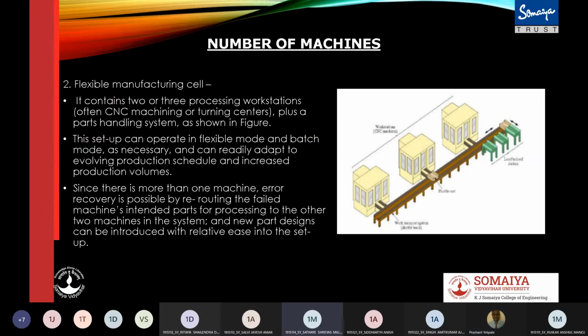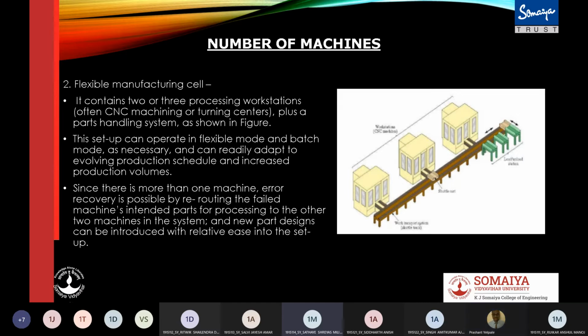So this setup can operate in flexible mode and batch mode as well, like the first cell. But the only difference is that if there is any error in one of the workstations, error recovery is easily possible, as we can reroute the failed machine's intended parts for processing to the other 2 machines, and new part designs can be introduced with relative ease into the setup.